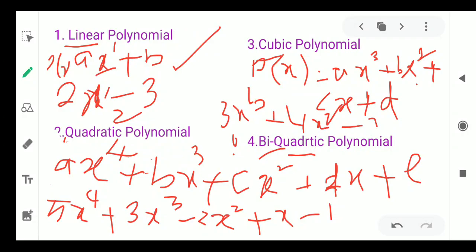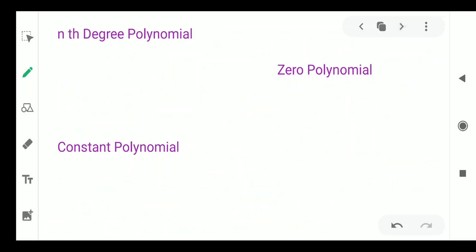After 4, what will come? 5. If the degree is 5, there is no particular name for the polynomial. It is called a fifth degree polynomial. If the degree is 10, it is called 10th degree. If the degree is 100, a 100th degree polynomial, and so on. If the degree is n, it is called an nth degree polynomial.